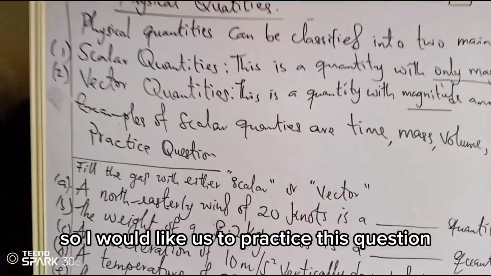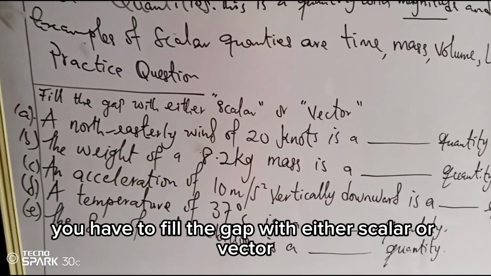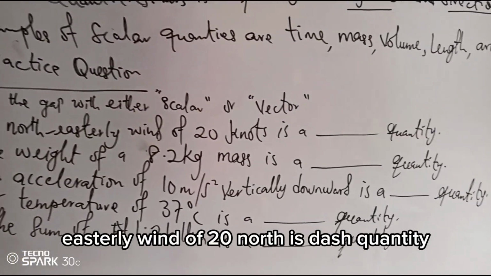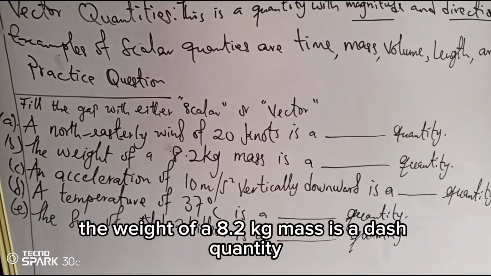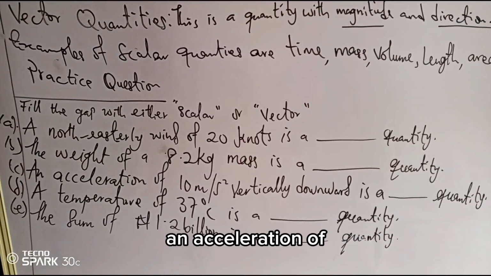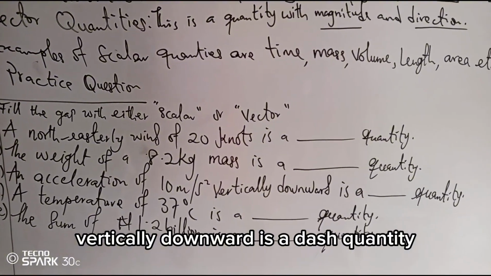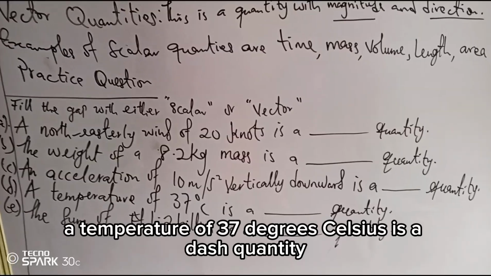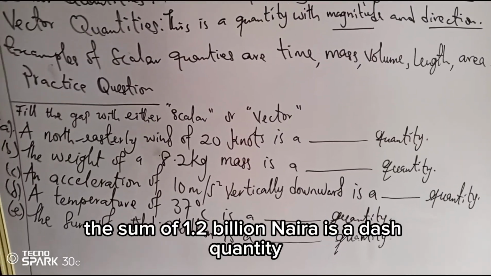All right, thank you. So I would like us to practice this question. You have to fill the gap with either scalar or vector. Number 1: a northeasterly wind of 20 knots is a dash quantity. The weight of an 8.2 kg mass is a dash quantity. An acceleration of 10 meters per second squared vertically downward is a dash quantity. A temperature of 37 degrees Celsius is a dash quantity. The sum of 1.2 billion naira is a dash quantity.